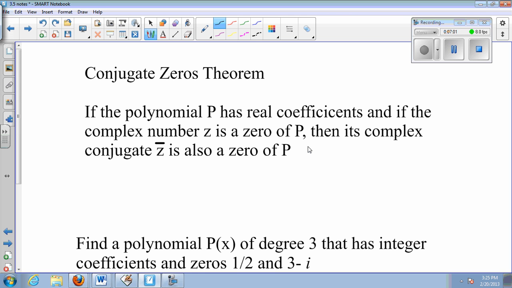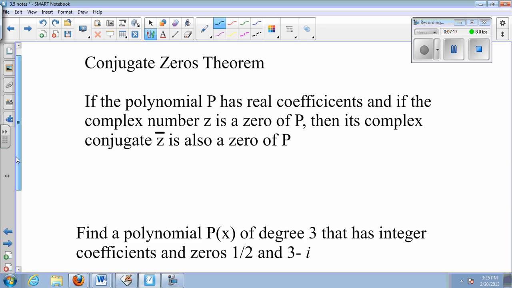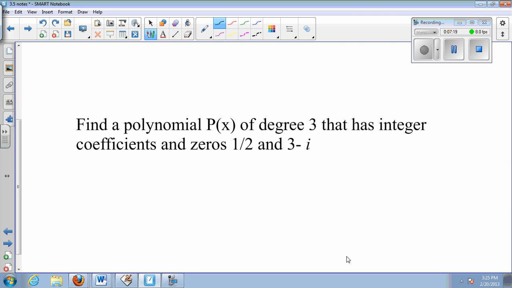Conjugates of zero theorem. If the polynomial p has real coefficients, and if the complex number z is a zero of p, then its complex conjugate, which is z with a line over it, is also a zero of p. So, putting this into a problem, find a polynomial p of x of degree 3 that has integer coefficients and zeros 1/2 and 3 minus i.